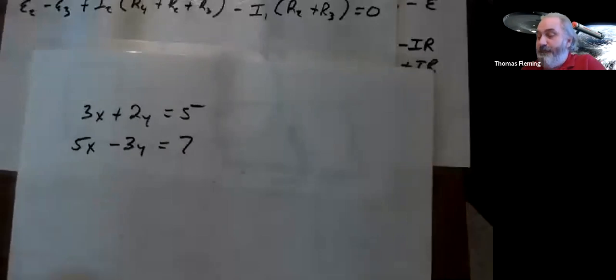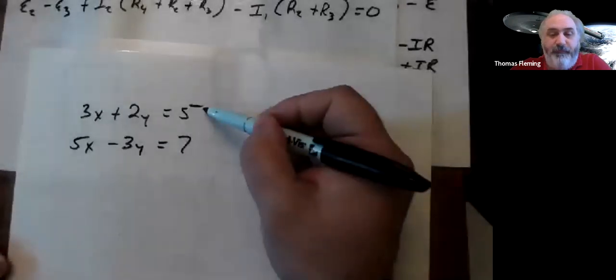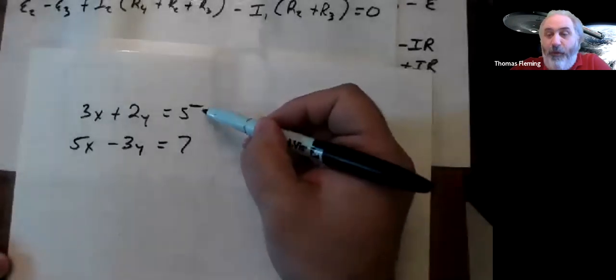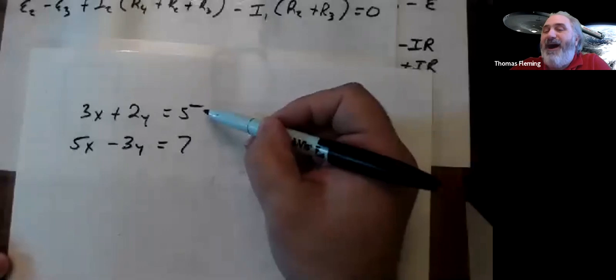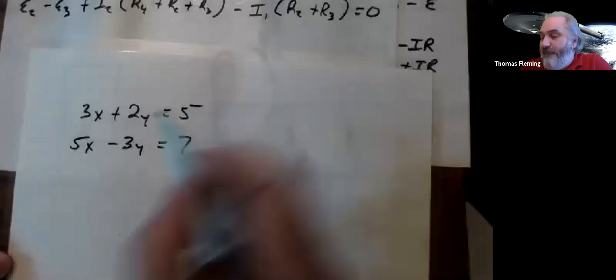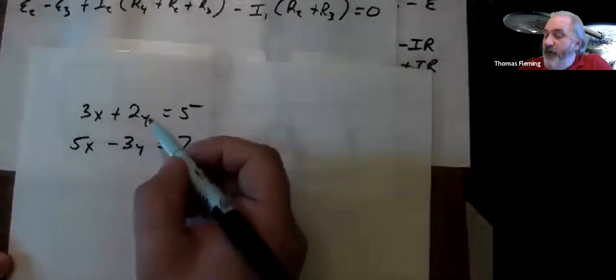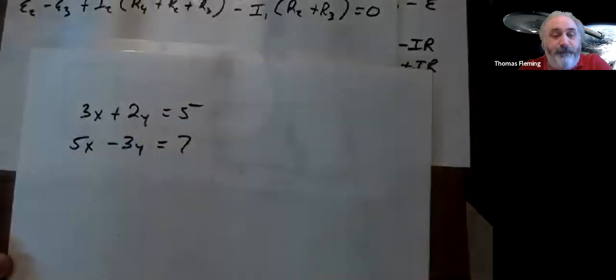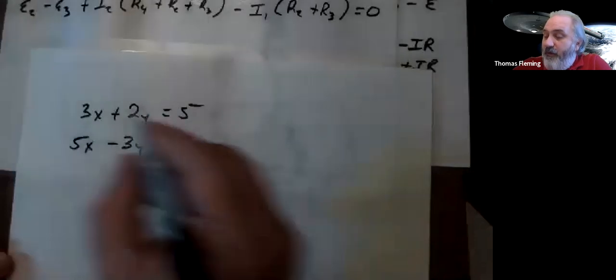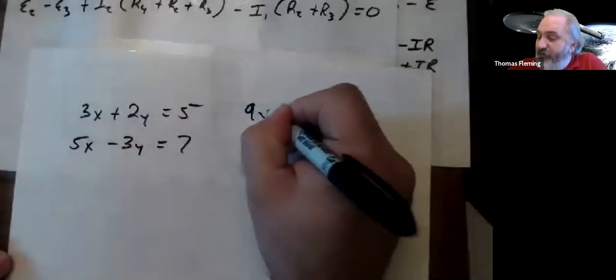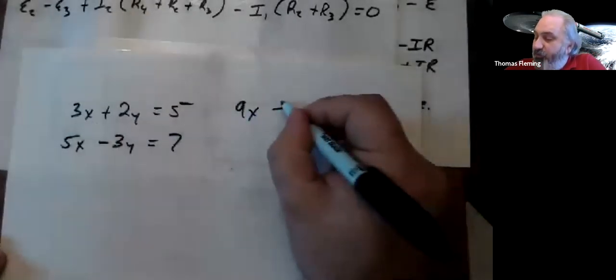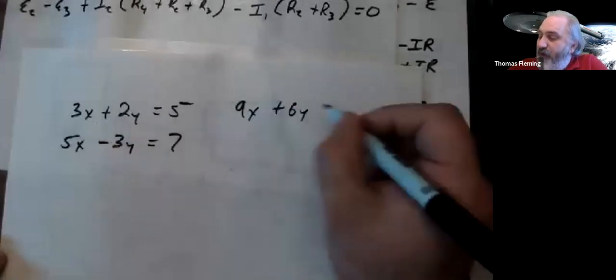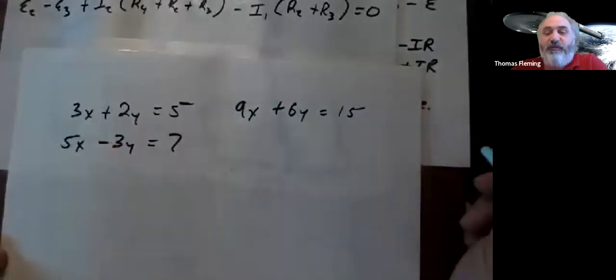Here's the trick. I'm going to take this top equation. I'm going to multiply everything on both sides of this top equation by whatever y was multiplied by in this equation. So here, I'm going to multiply everything in the top equation by 3. So I'll have 3 times 3x is 9x. 3 times 2y is plus 6y. 3 times 5 is 15. I just tripled everything.